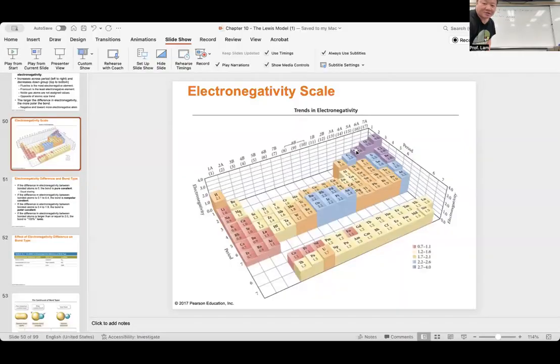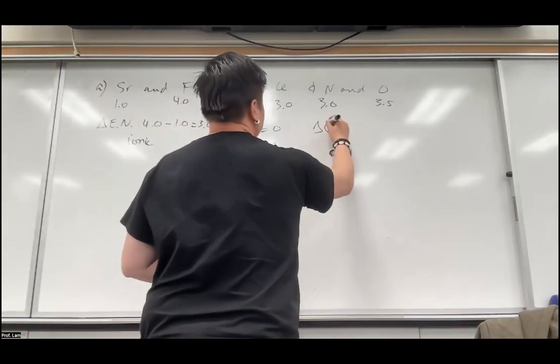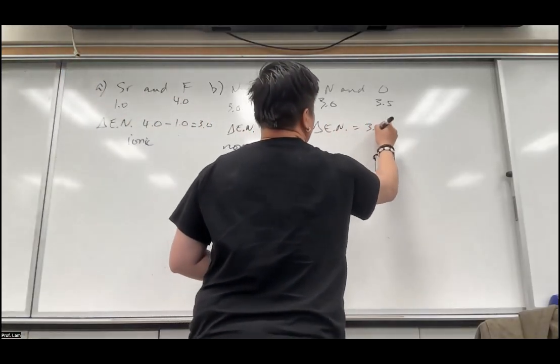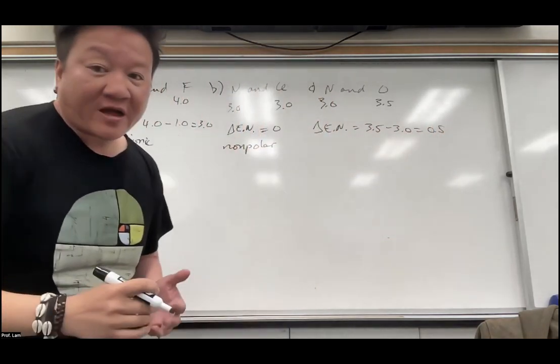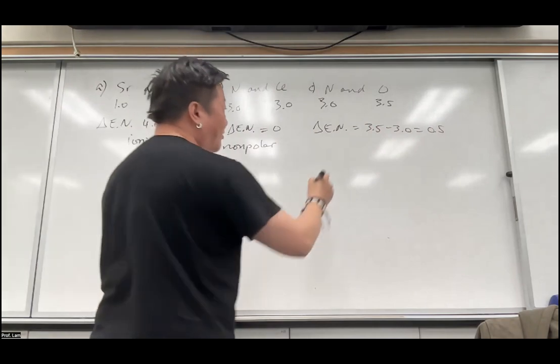Okay, let's go to nitrogen and oxygen. Nitrogen was 3. Oxygen is 3.5. So what is the difference? 3.5 minus 3 is 0.5. 0.5 is greater than 0.4, so we are in the polar region.